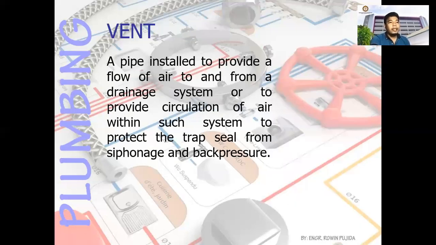Okay. Next, you have the vent. This is a pipe installed to provide a flow of air to and from a drainage system or to provide circulation of air within such system, to protect the trap seal from siphonage or back pressure. So it's very important to have your trap seal, or the standing water in your traps, so that the foul odor cannot pass through back to your fixtures.